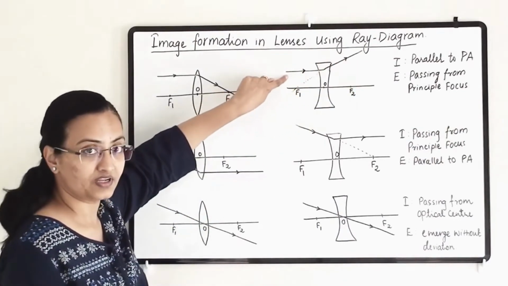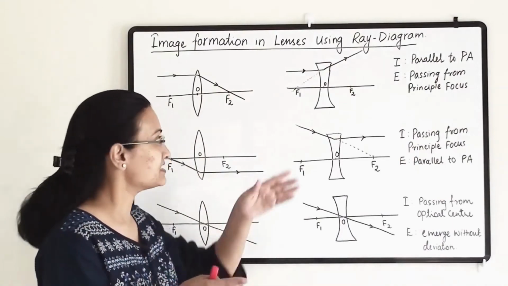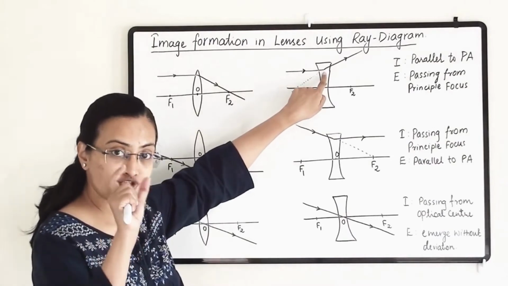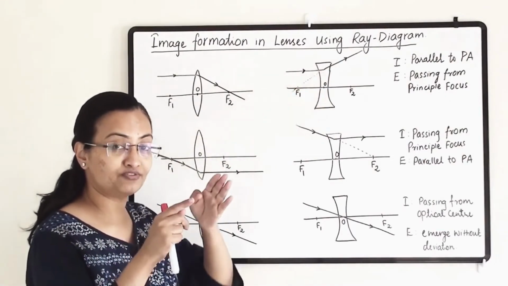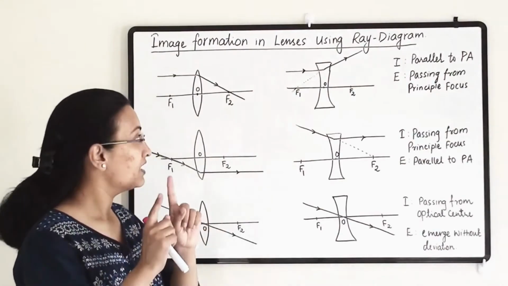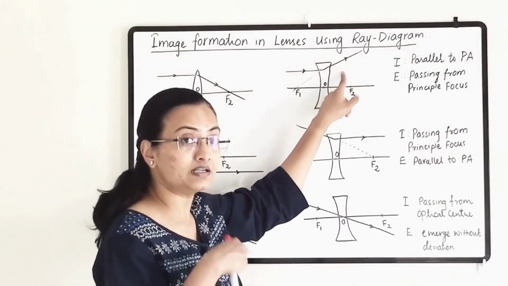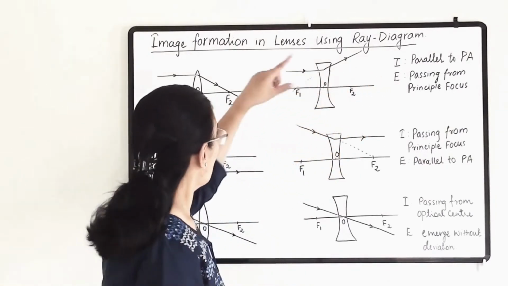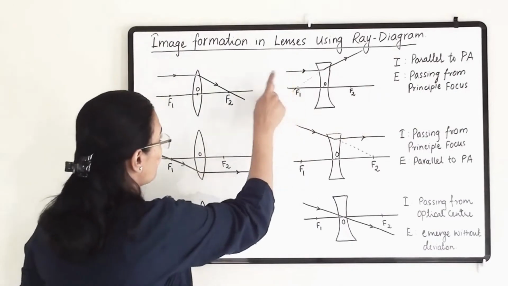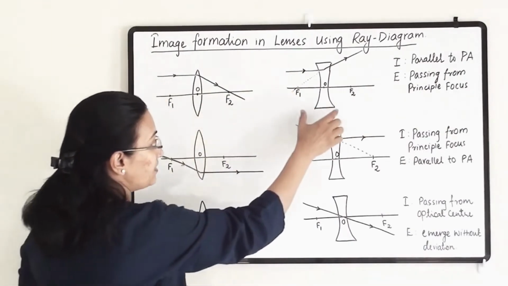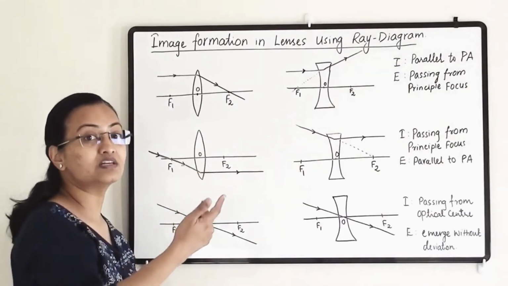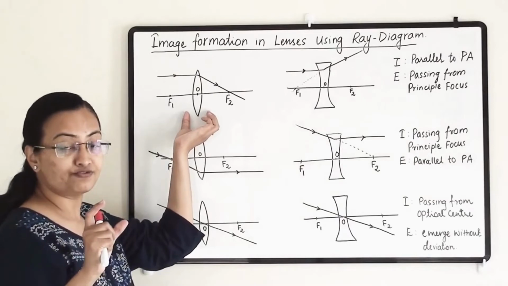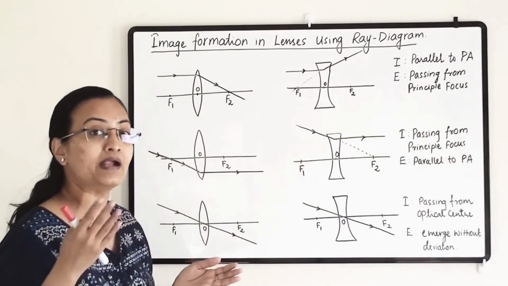This is the incident ray, the ray which is falling on the lens. Refraction happens within the lens, and because of that the light ray will bend, and the resultant ray we get is known as the emergent ray. So when the same incident ray falls on a convex and a concave lens, we will see how the results differ because their design is different and their refraction pattern is different.